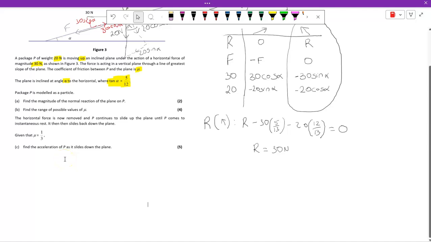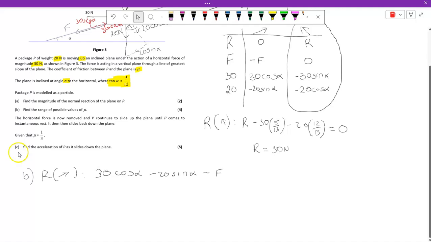Right, so part B of this question is asking about the possible values of mu. And mu is associated, so F is equal to mu R. We know F is equal to mu R. And so we're going to be looking at the parallel to the slope equation. So parallel to the slope, I've got 30 cos. I'm going to do the positive one first. 30 cos alpha minus 20 sine alpha minus F.